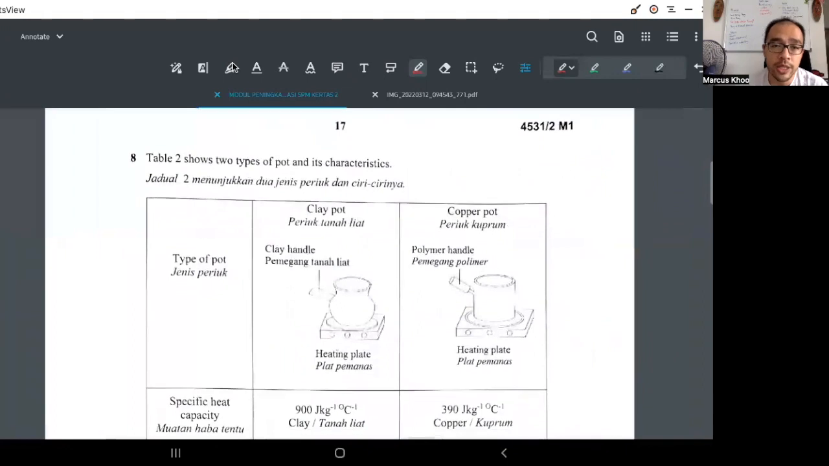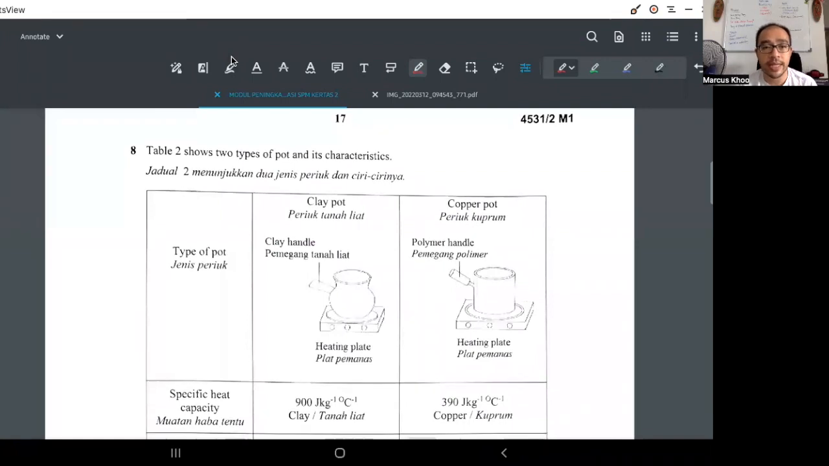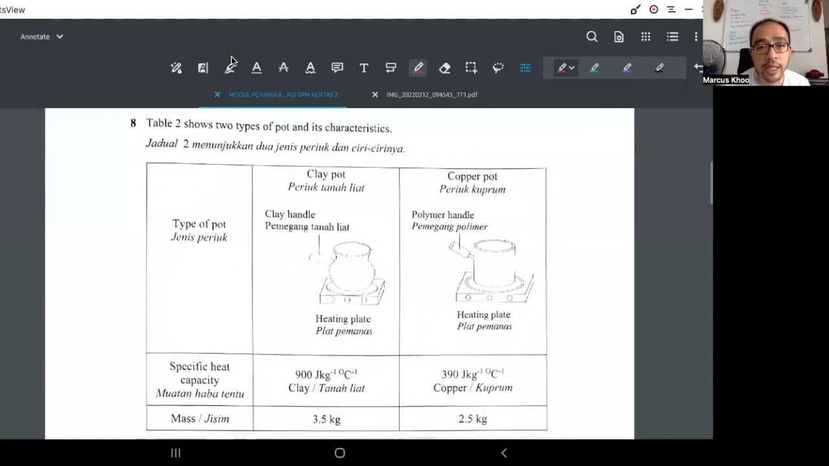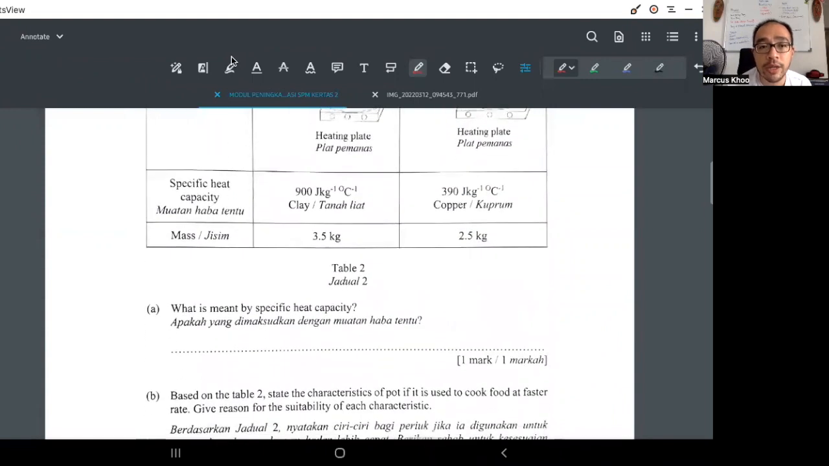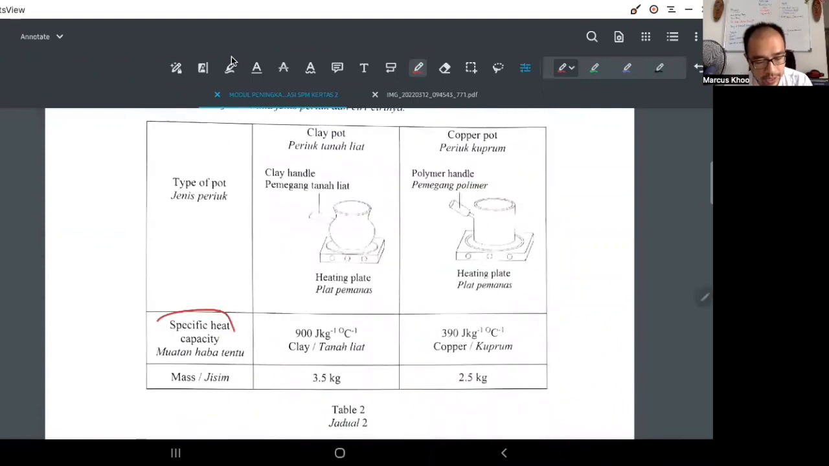Okay, but last question. So 2 types of pot and its characteristics. So this is kind of set already lah. This is always asked. So you have clay over here, specific capacity. Okay, remember again, small specific capacity means it heats up faster. Very important thing. Big specific capacity means it takes a long time to get hotter. Okay, it can store more energy lah.